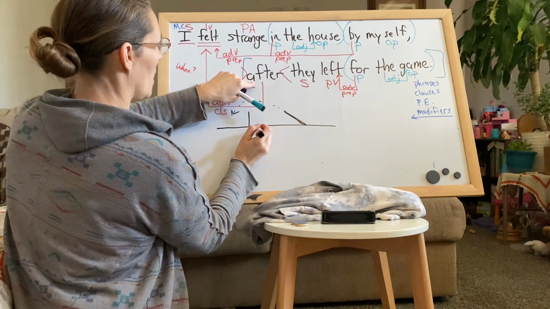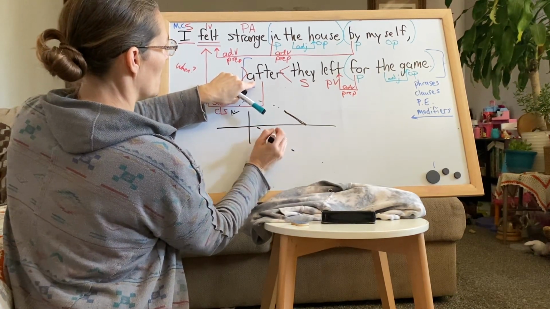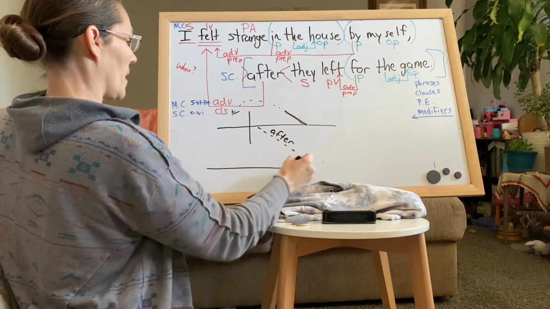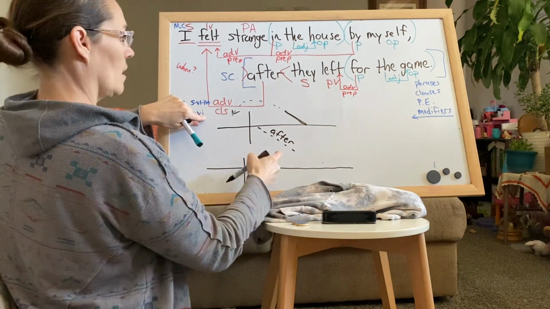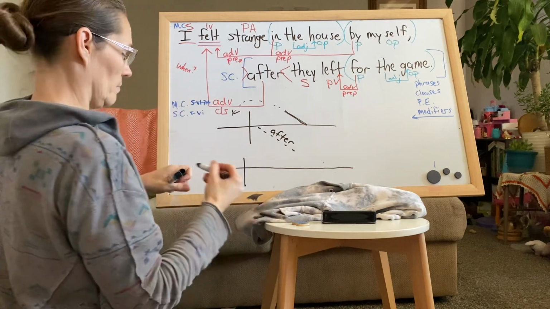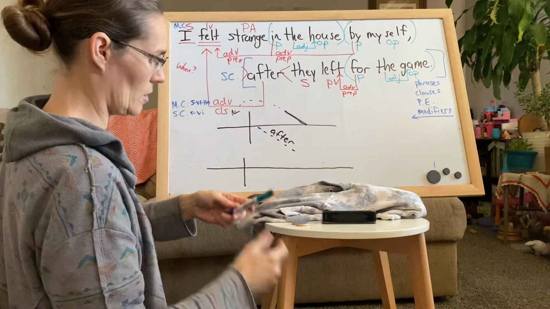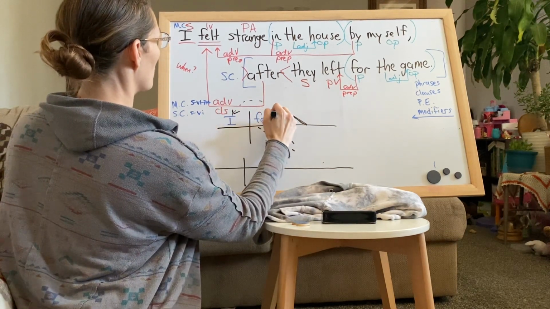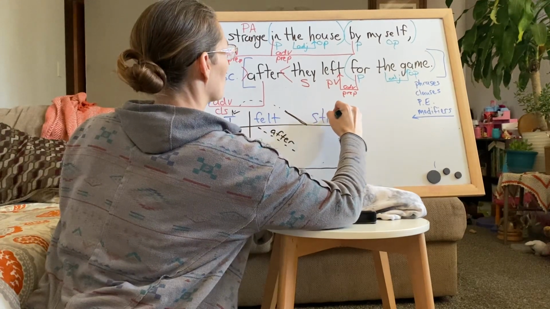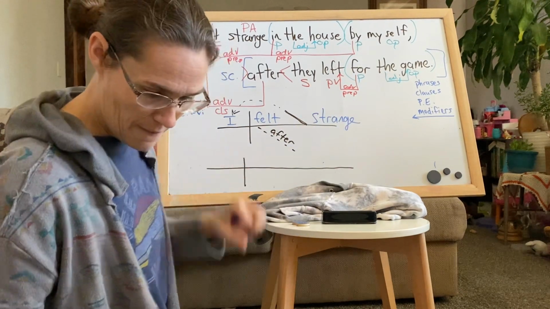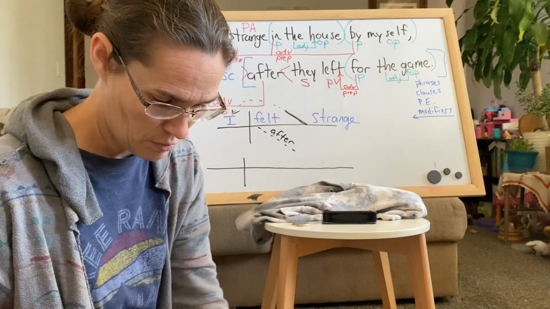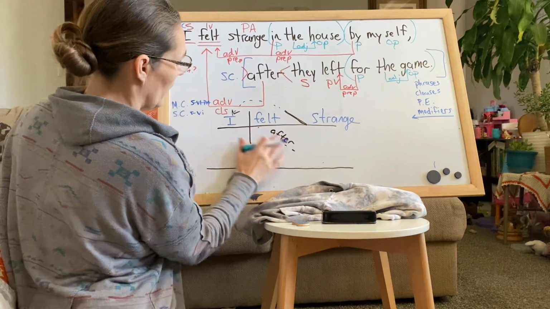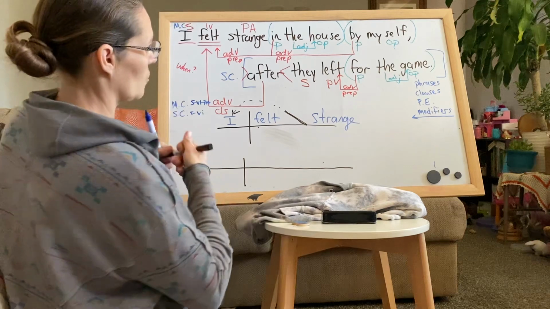Now remember, our subordinate clauses link the verbs, okay? So I'm just going to set that up right now like that. I have my subject and then my intransitive verb, and lots of space for the prepositional phrase. So I have here, I felt strange. I'm going to move this over here so I have more room.